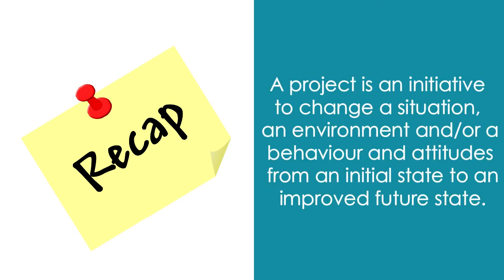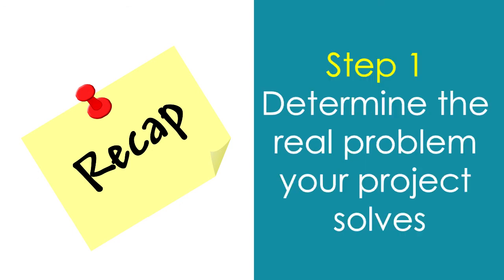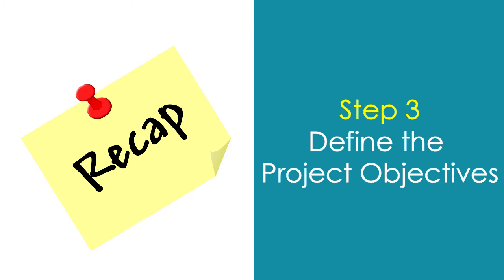Before you log off, let's remind you of the key points in this course. A project is an initiative to change a situation, an environment, and/or a behavior and attitude from an initial state to an improved future state. There are 7 steps to planning a project effectively. Step 1, determine the real problem your project solves. Step 2, identify the project beneficiaries and stakeholders. Step 3, define the project objectives.